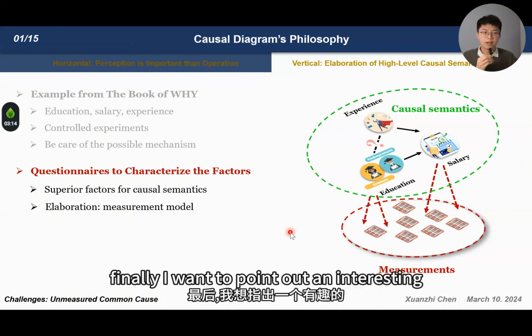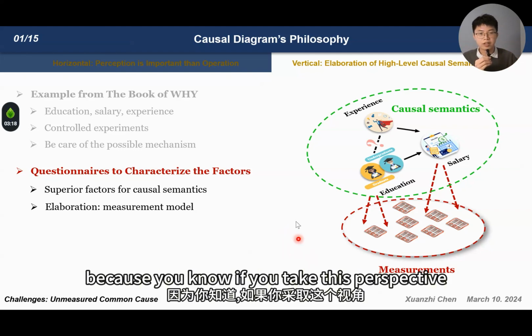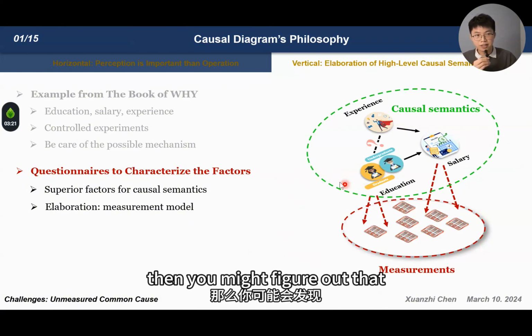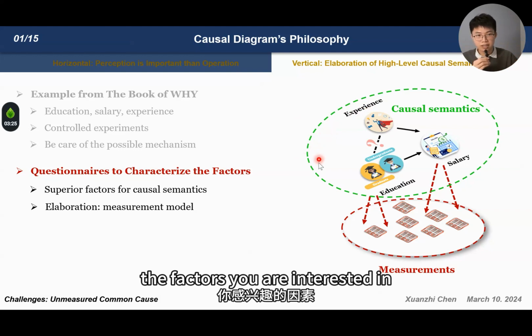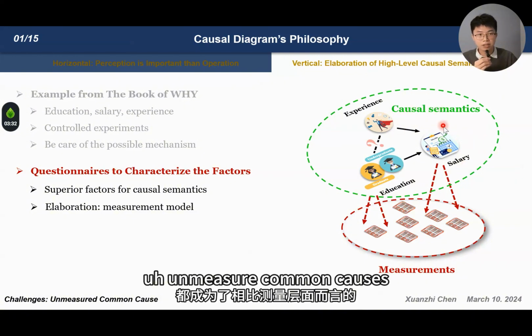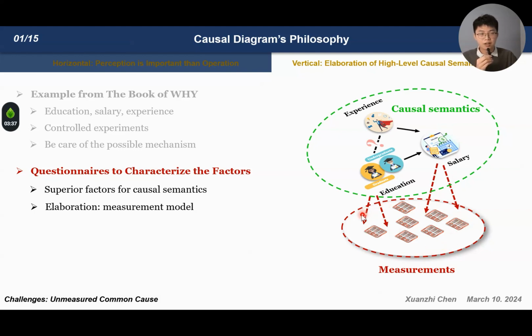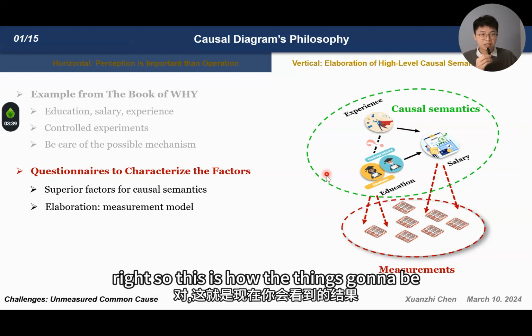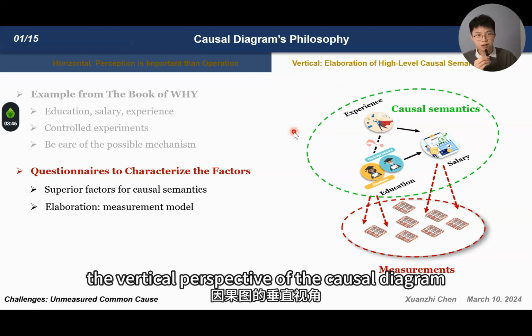And finally, I want to point out an interesting point, because if you take this perspective, then you might figure out that almost all the factors you're interested in at this causal semantic level now become a measured common cause compared to the measurement level. All right. So this is how things are going to be if you take what I call the vertical perspective of the causal diagram.